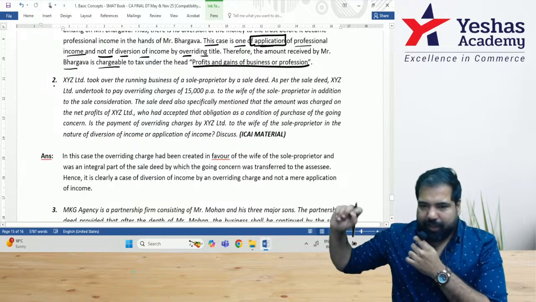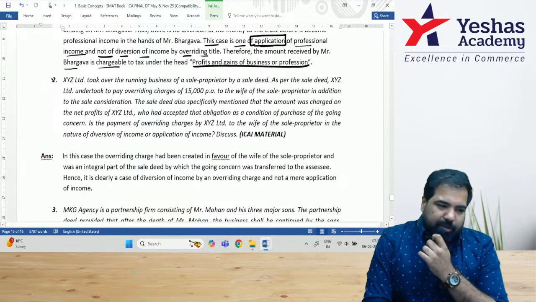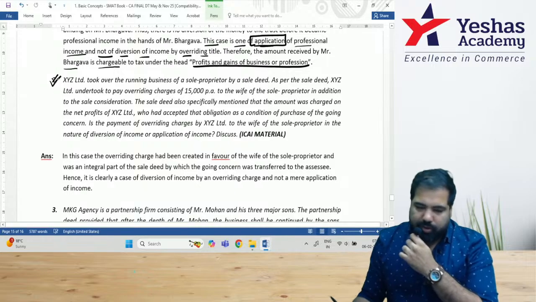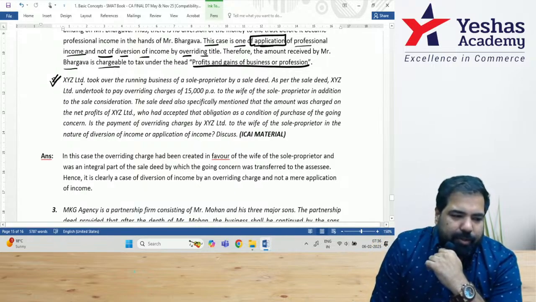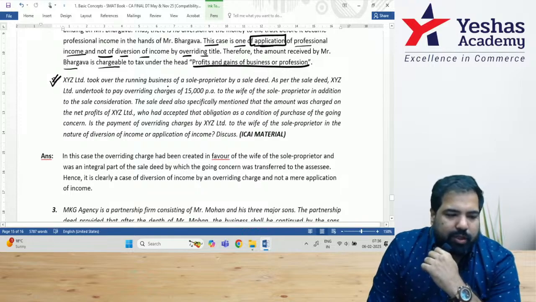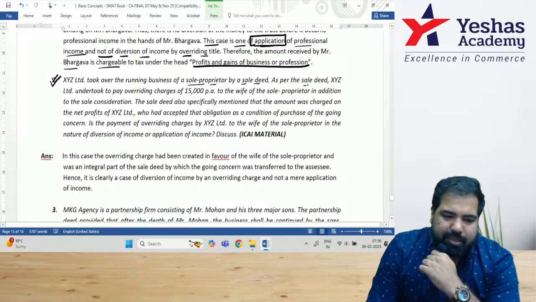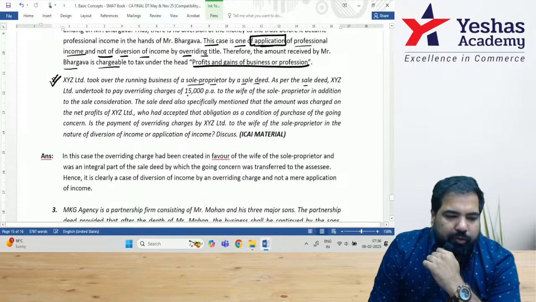Let's look at the second question. When we write it, we'll write E, D, R, whatever it is. Please tick mark the second question. Read just like you read the first one. XYZ Limited is a company which took over the running business of a sole proprietor by a sale deed. As per the sale deed, XYZ Limited undertook to pay overriding charges of 15,000 per annum to the wife of the sole proprietor in addition to the sale consideration.